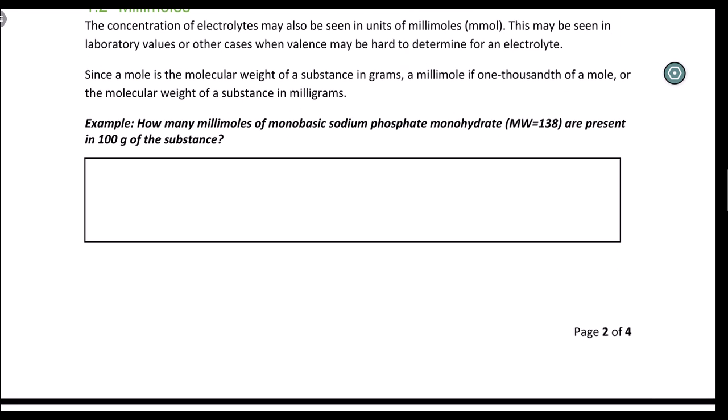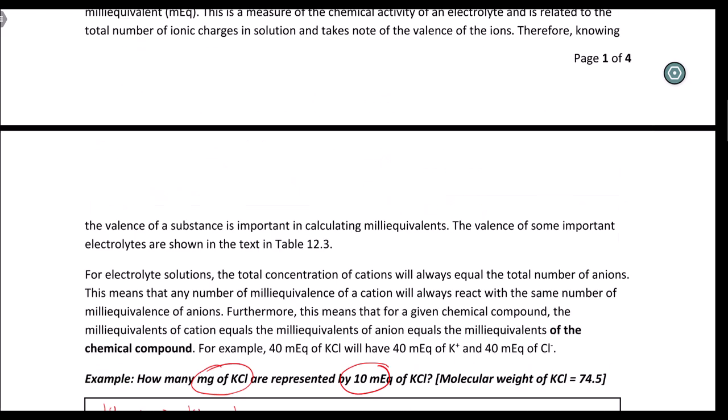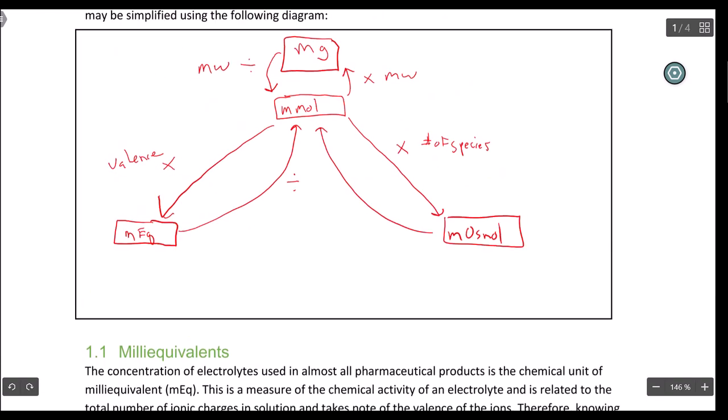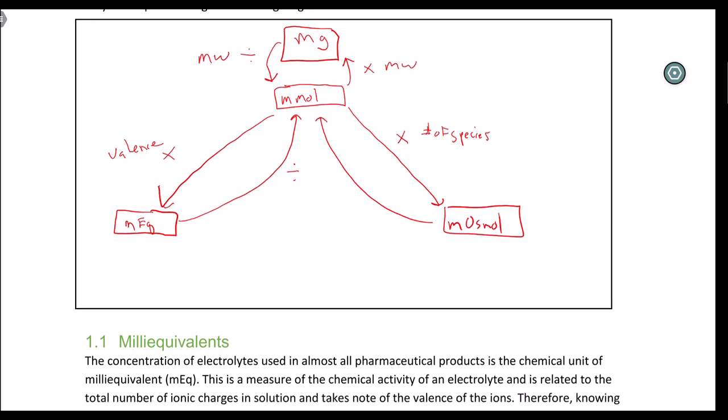So how do we approach some of these questions? Here's a question. It says, how many millimoles of monobasic sodium phosphate monohydrate, that's a mouthful, are present in 100 grams of the substance? So 100 grams is what we're starting with. We want to get to our millimoles. So first thing is that we have to convert it to milligrams, and then we're going to divide by molecular weight.